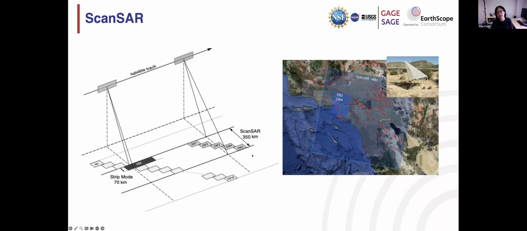And so the way ALOS is able to achieve the ScanSAR mode is with an imaging geometry illustrated here. Here you can see this Stripmap mode is about 70 kilometers.